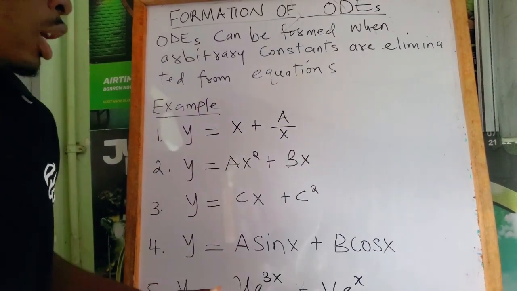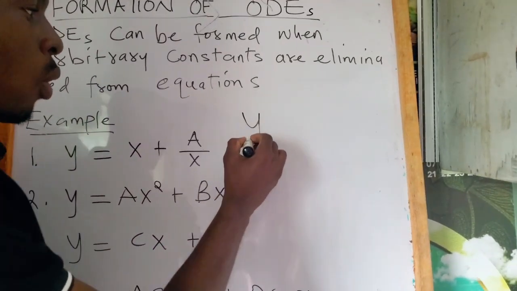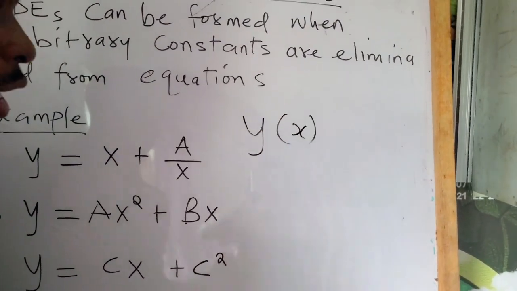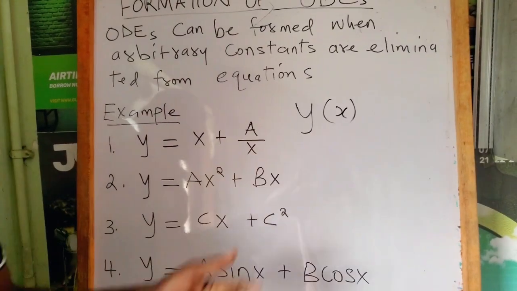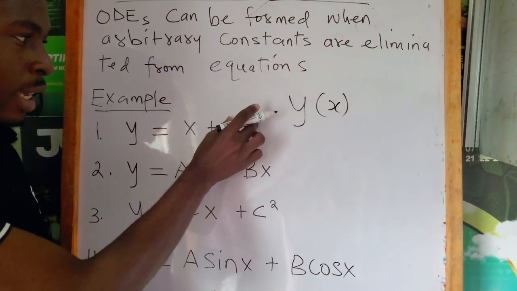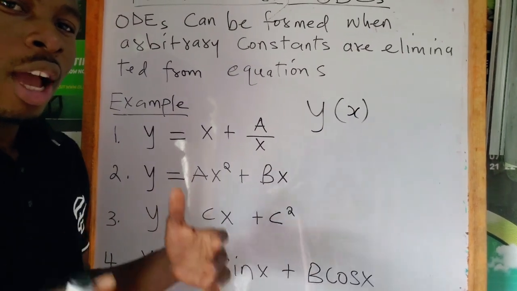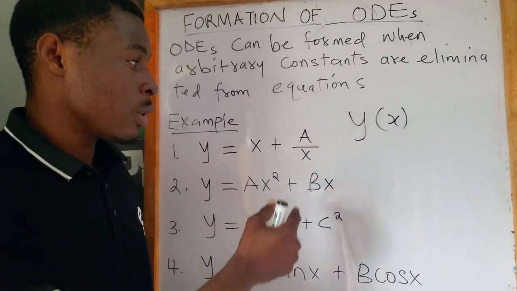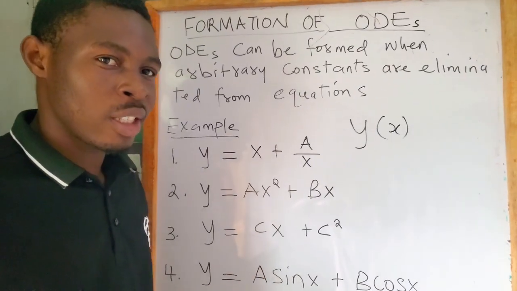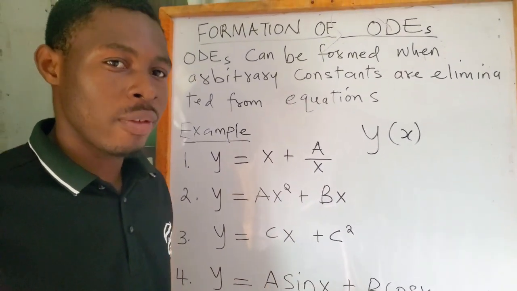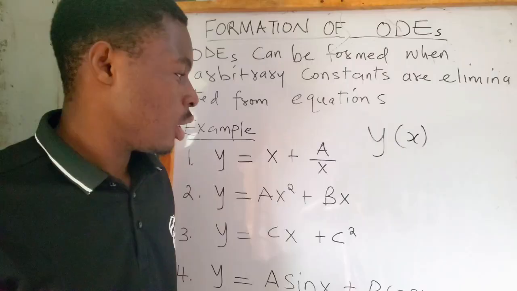Once again, I'm considering a function where y is a function of x. So what does that mean? It means that a is an arbitrary constant. How do I know a is an arbitrary constant? I know because a is neither the dependent nor the independent variable, so it must be a constant.